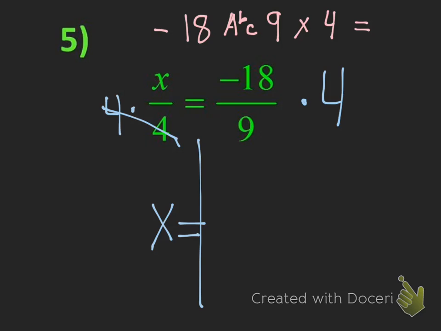Do you have the answer? You don't have an ABC button. Right there. What is it? Anyone have it? Negative 8 is the answer.